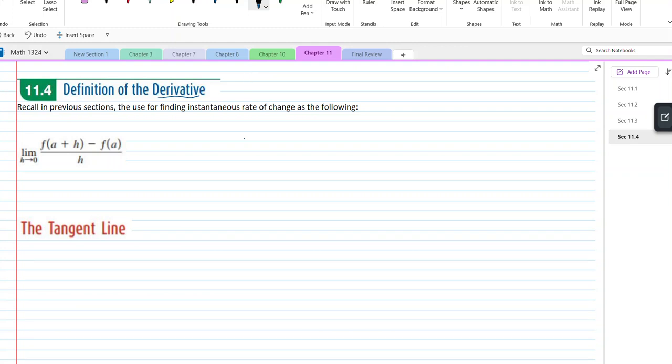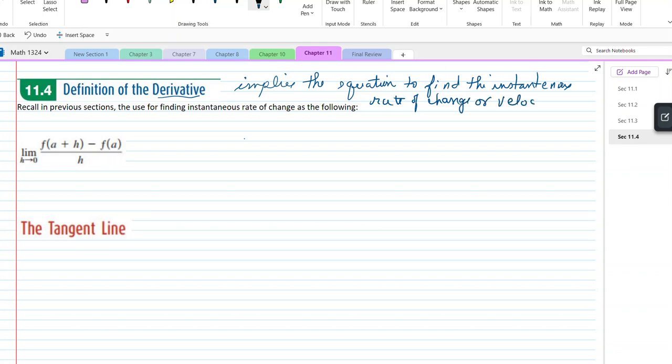We know that a derivative implies the equation to find the instantaneous rate of change or velocity for any given x value that lies in that function. Okay, so knowing that, let's review a little bit.